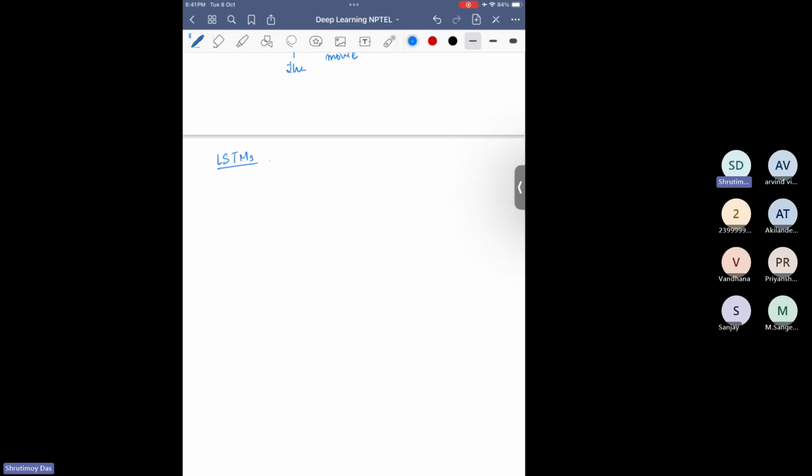So LSTMs are defined in such a way. So I will straight away go to the architecture. Let me draw the architecture.